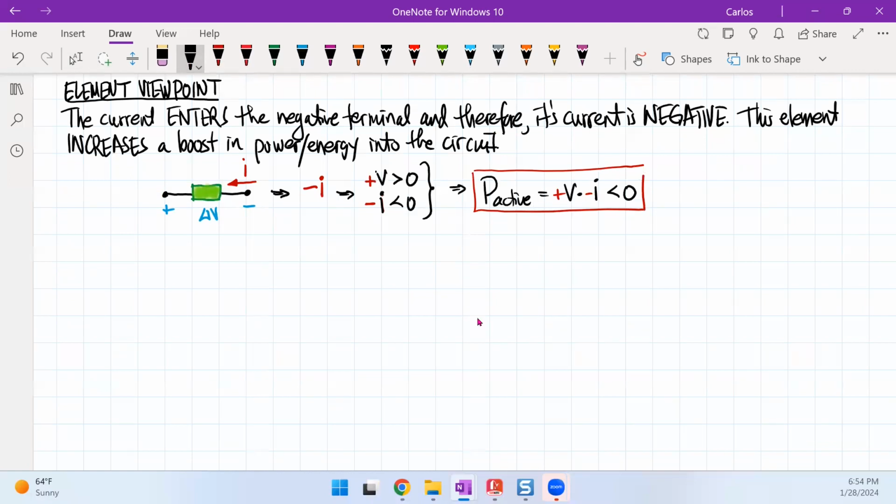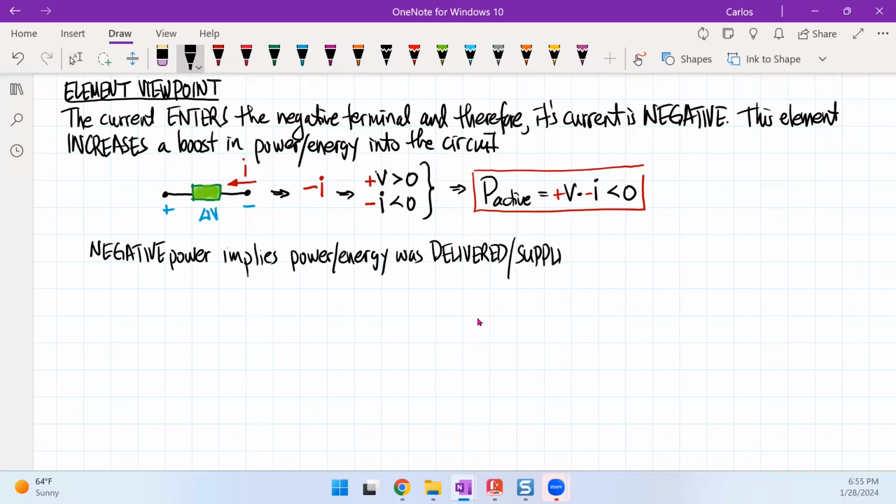Putting this all together, negative power implies power/energy was delivered/supplied by the active element.